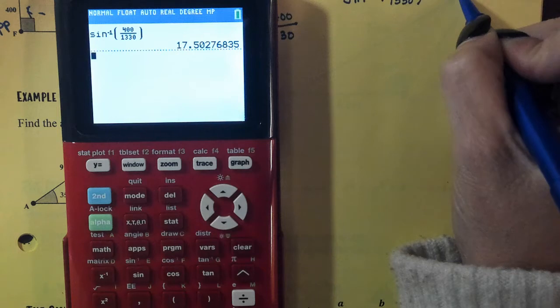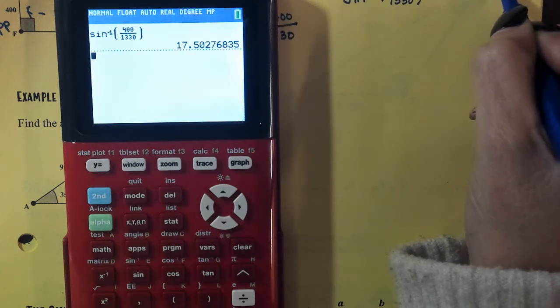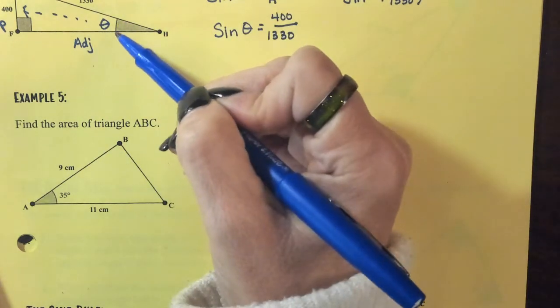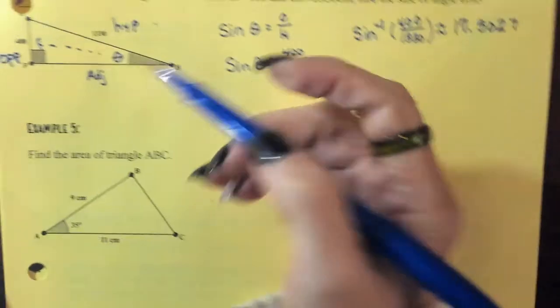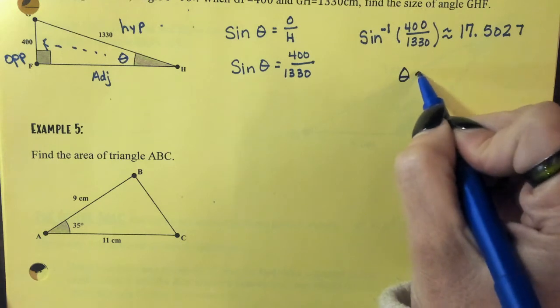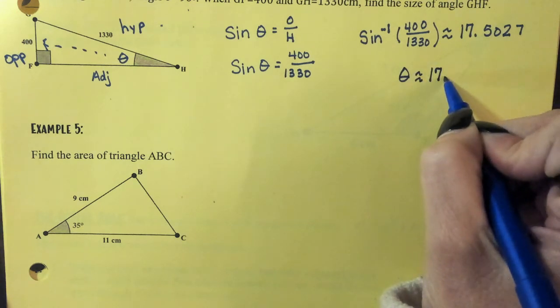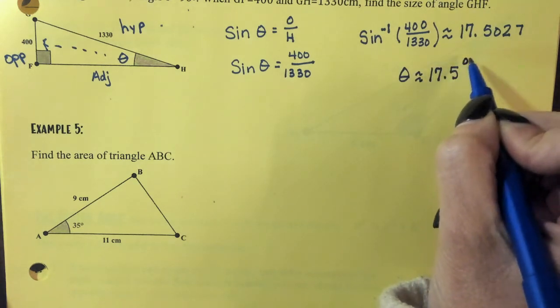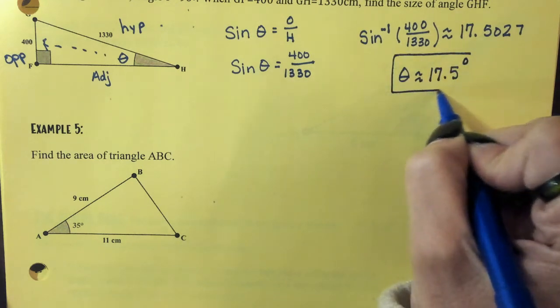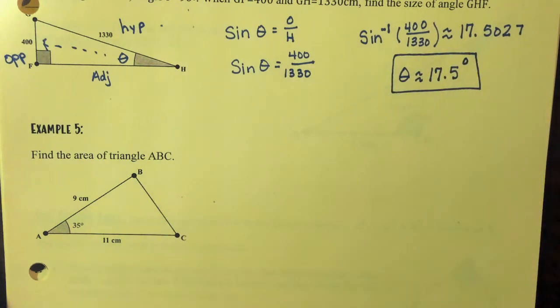This is 17.5027. Remember, what are you finding? You're finding the measure of angle theta right there. So you just figured out that theta is approximately 17.5 degrees. You're finding the angle degree.